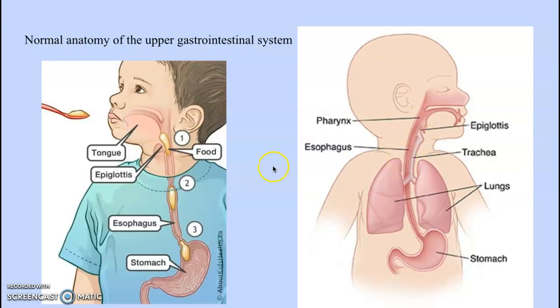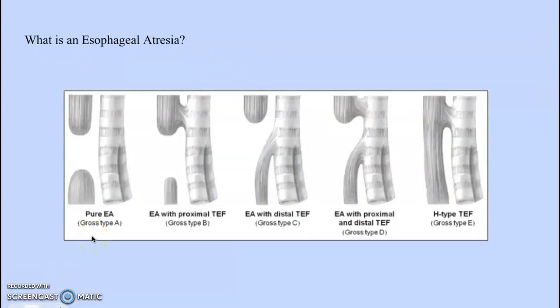In this normal anatomy, food will just enter the esophagus and into the stomach smoothly, but with esophageal atresia, it will actually create a pouch, so food will get stuck and will need to be corrected immediately after birth. So, what is esophageal atresia? It is a birth defect that affects the esophagus and the trachea. It is an abnormal connection between the two body parts, and by two body parts, I mean esophagus and trachea.